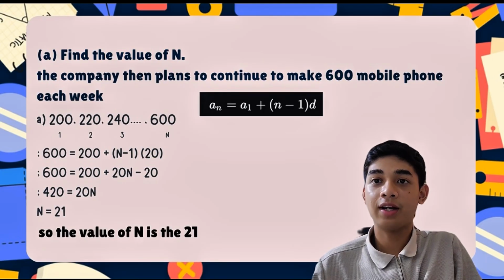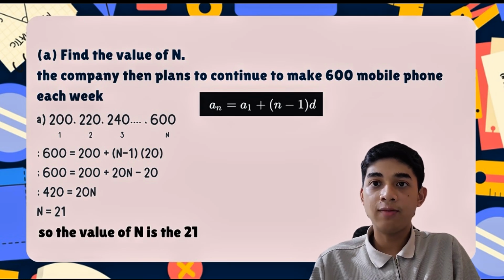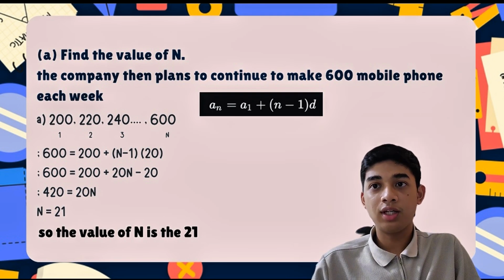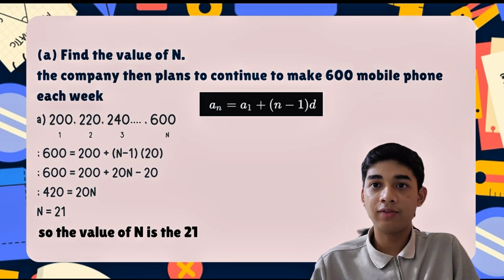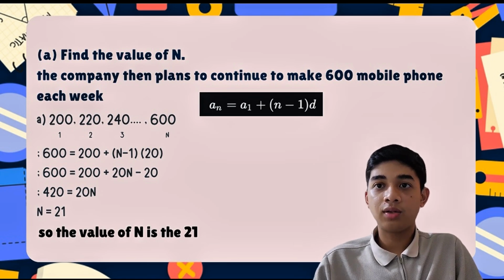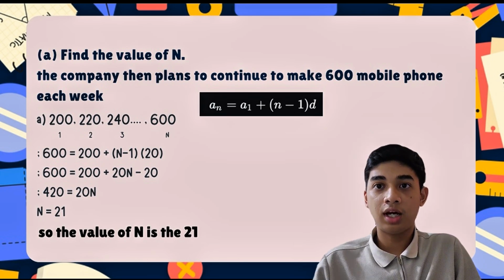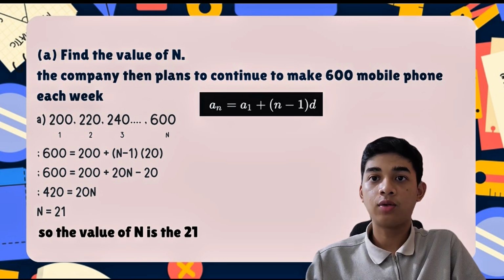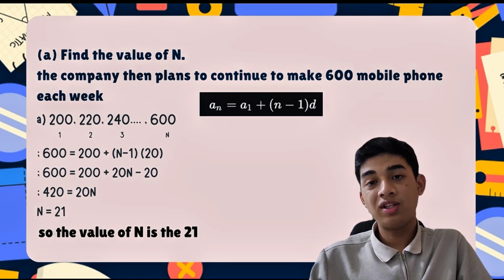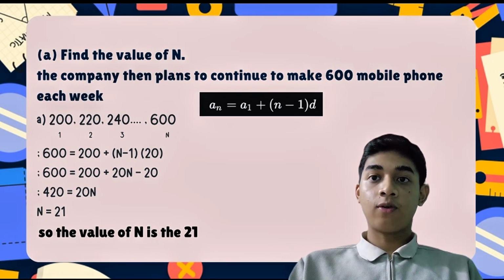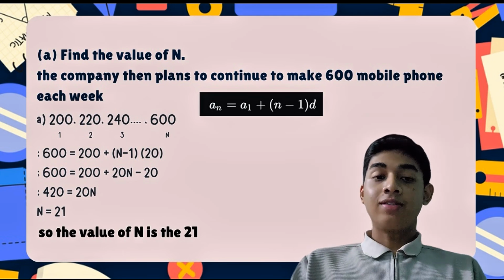So let's solve part A, finding the value of n. The company plans to increase mobile phone production every week, starting from 200 phones and increasing by 20 each week until they reach 600 phones in week n. We notice the pattern 200, 220, 240 and so on up to 600. This is an arithmetic sequence, and we use the formula. The a is 200, the d is 20, and the last term is 600. Let's use the sum formula for the arithmetic sequence.